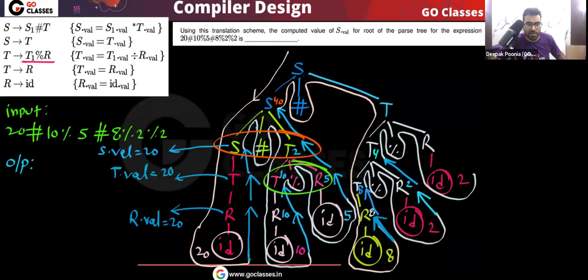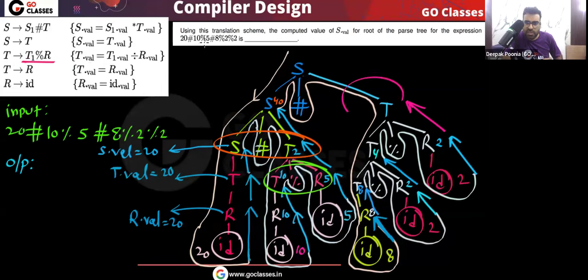The next reduction: here r dot value will become id dot value, and id dot value is 2, so r dot value will become 2. Then we have the next reduction: t percentage r will reduce to t. Immediately after this reduction, we perform the corresponding semantic action.